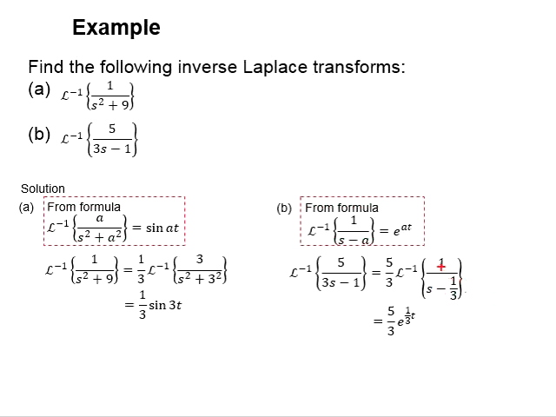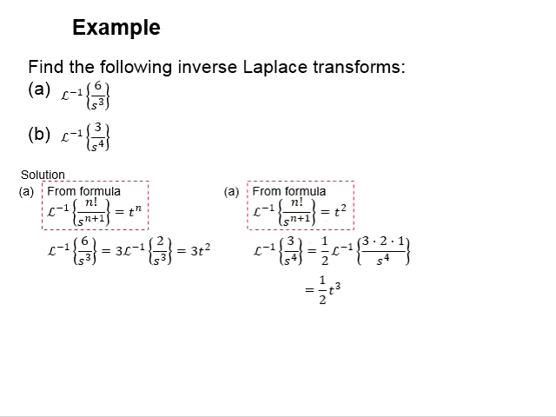Now you know that 1/3 is equal to a, and the inverse function of this can be written in the form of e to the power of at, where a is 1/3. The constant number will remain, so this will be your final outcome.